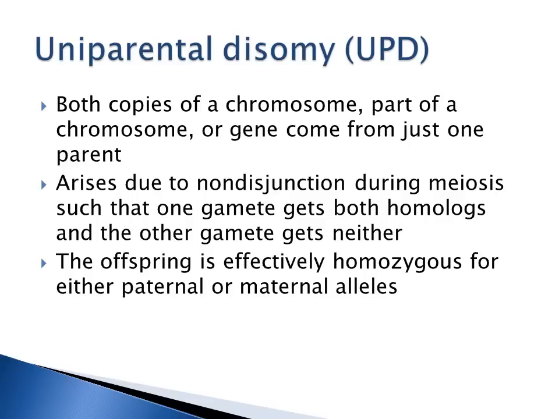Uniparental disomy is when you have both copies of a chromosome or part of a chromosome or a gene that comes from just one parent. So this happens due to non-disjunction during meiosis. So during meiosis, one gamete gets both homologs and the other gamete gets neither. So the offspring is effectively homozygous for either the paternal or the maternal alleles. They don't have one from the father and one from the mother.